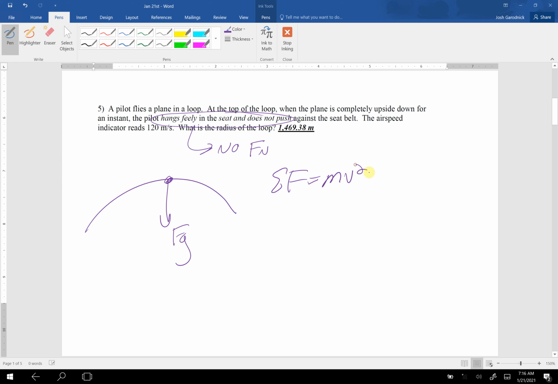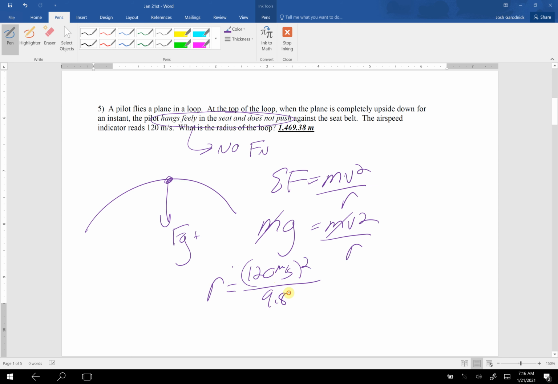So we sum the forces that cause the mass to move in a circle. We have gravity positive because it's towards center, causing the mass to move in a circle. And I guess we're solving for R. Well, R is simply v squared, 120 meters per second squared, all over g, which is 9.8 meters per second squared, and we get basically that it's around 1,470 meters. So there's that key phrase, hangs freely, does not push against the seat, or even the term weightless.